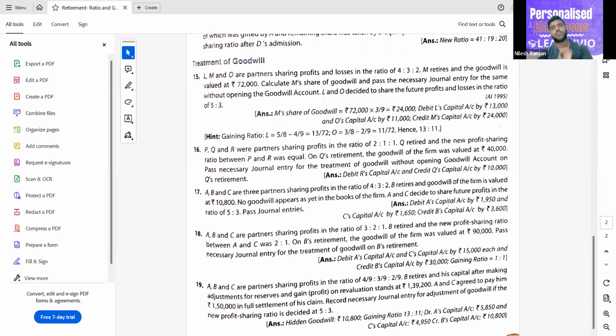Actually, think about it. The retiring partner is leaving the firm. So we don't know the sacrifice or gain of the retiring partner. If he's leaving, then he's leaving all his share. It means his old share is also his sacrifice. So it is 2 divided by 6 into 90,000. Okay, sir.